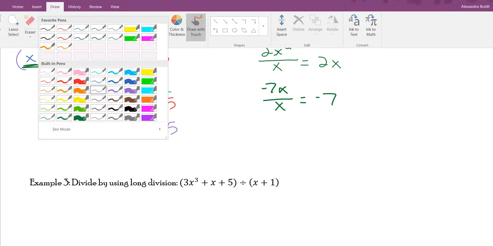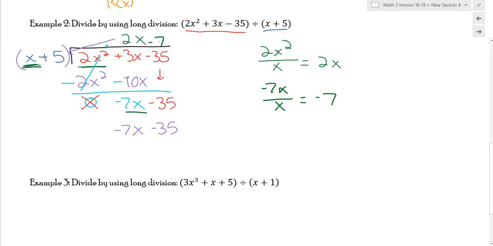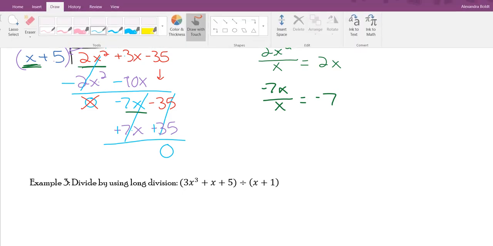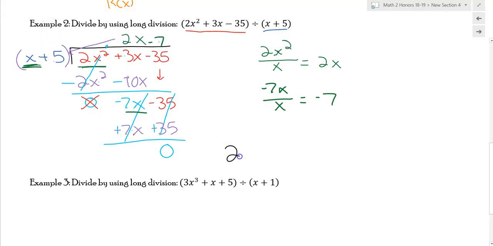In our subtraction step, we're really changing the signs. Okay, so change your signs. Negative 7x plus 7x goes away. And negative 35 and 35 goes away. So we're left with a remainder of 0. That means this divided evenly. So our answer is just what's on top. I don't have to worry about dividing or adding my remainder on.